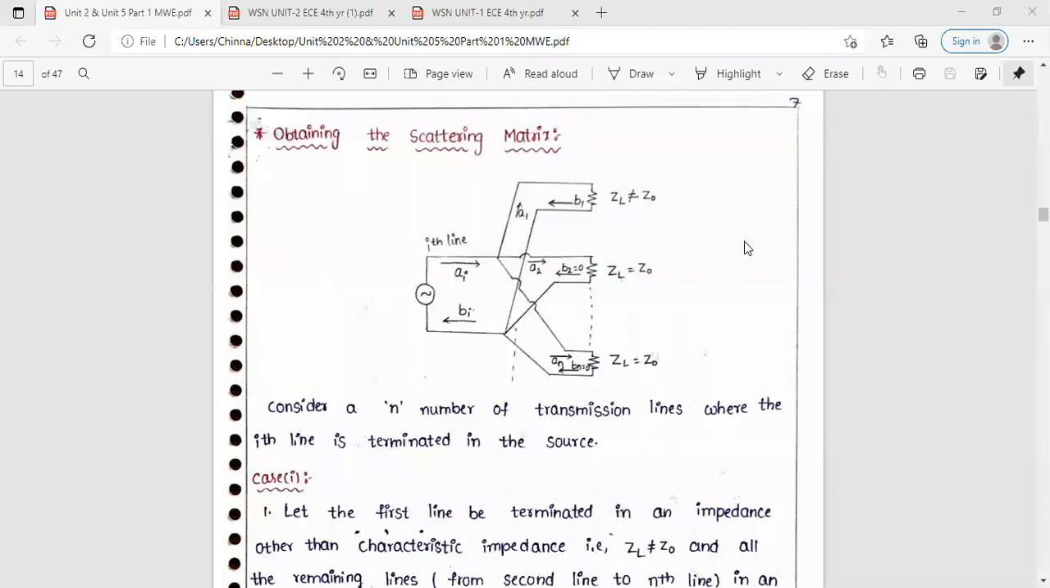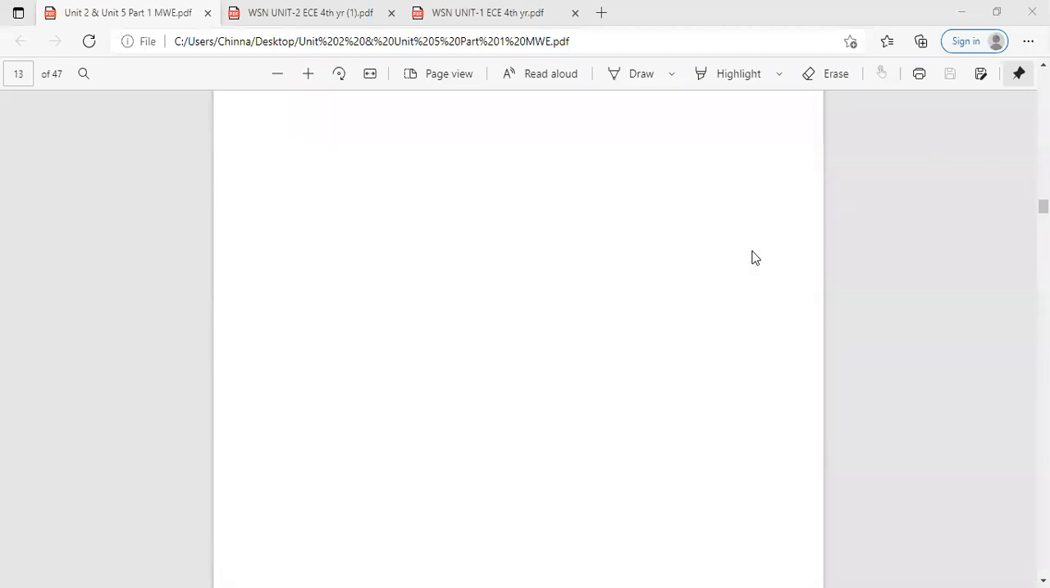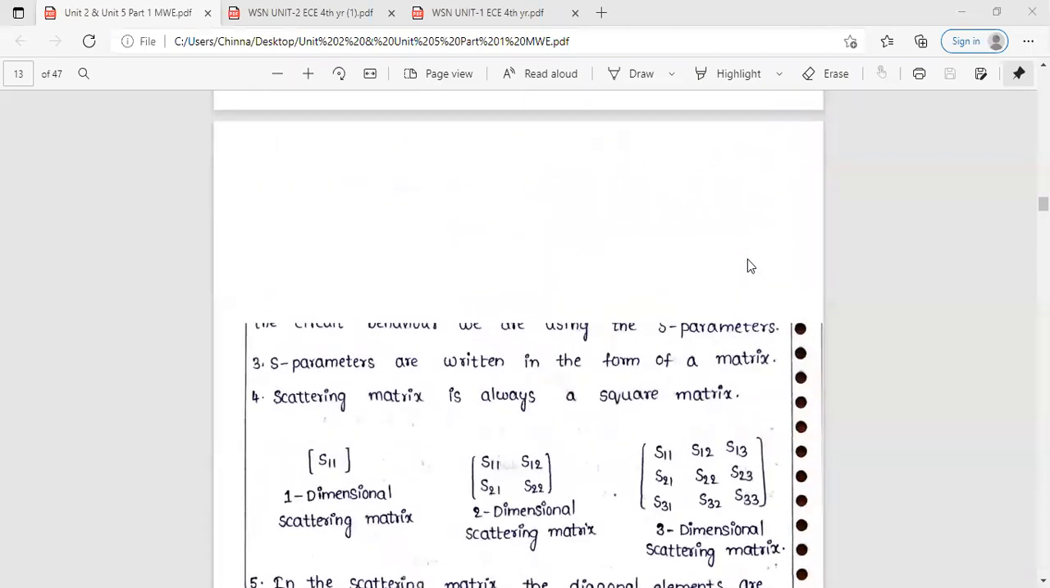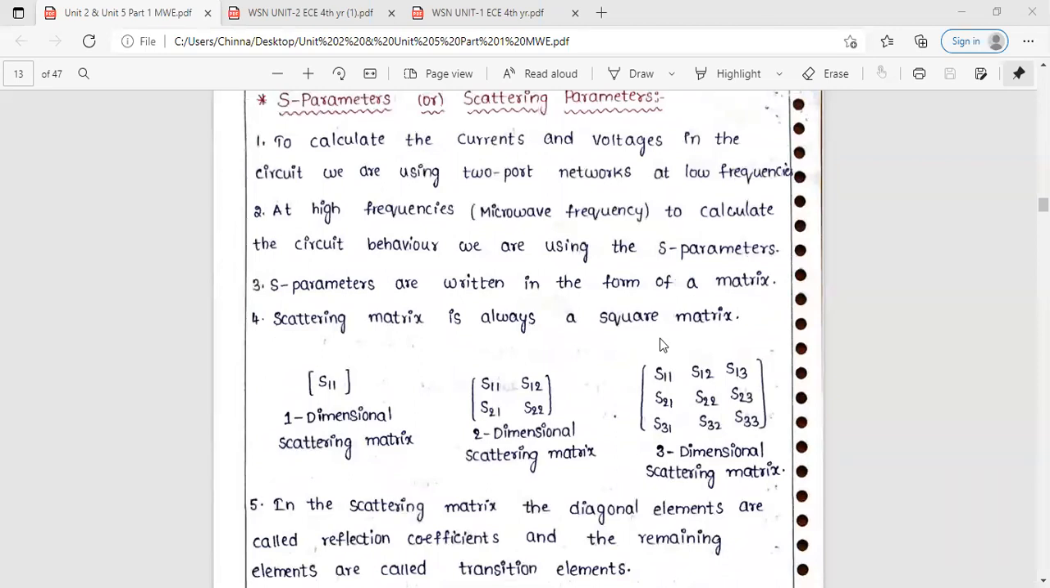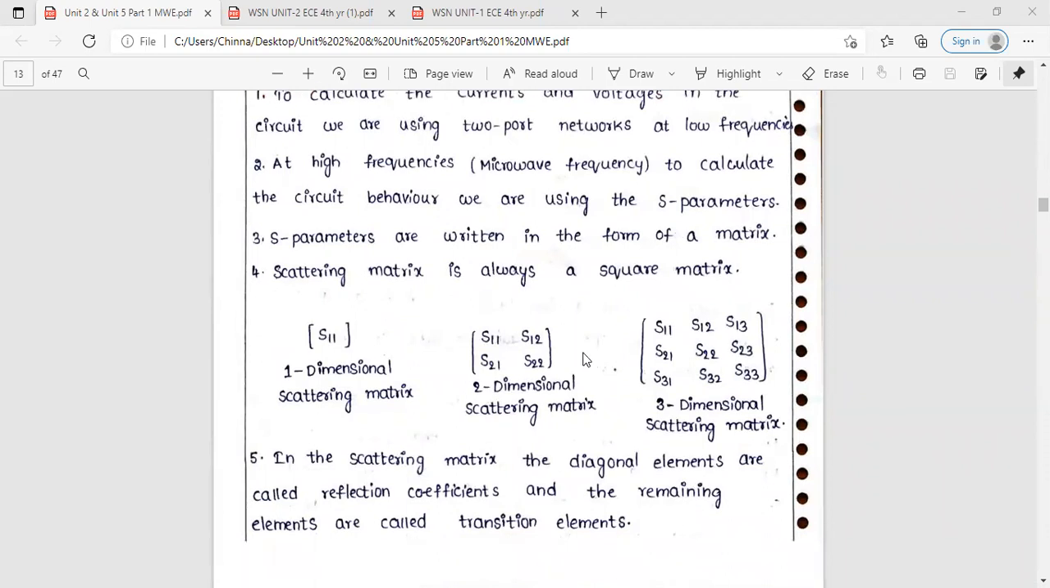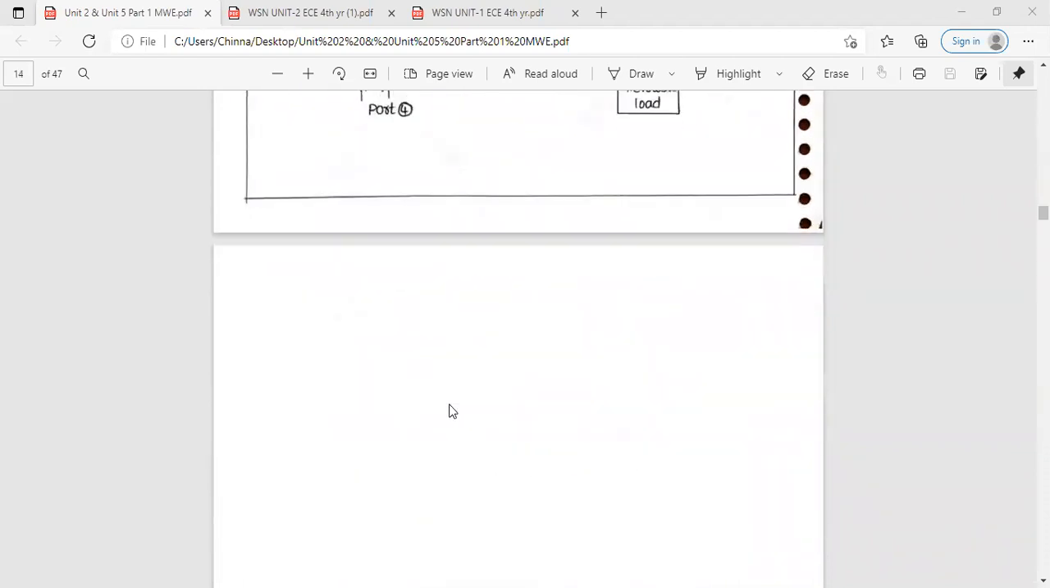Okay, yesterday we discussed the introduction to S parameters. We use S parameters only for high frequencies to calculate the circuit behavior. For low frequencies, we use the two-port network. Coming to the high frequencies, we only use the S parameters. So we want to measure the S parameters.